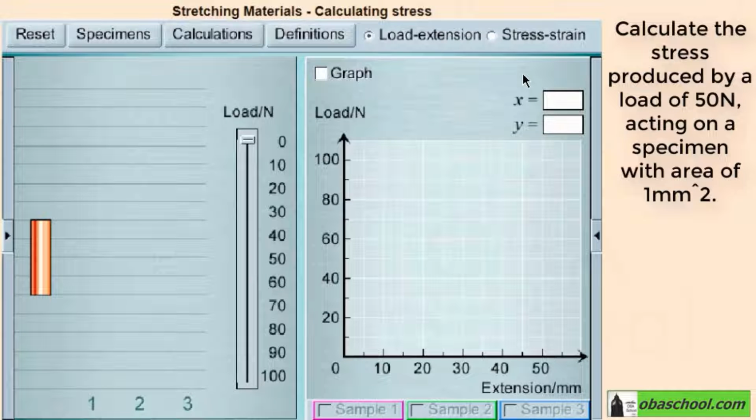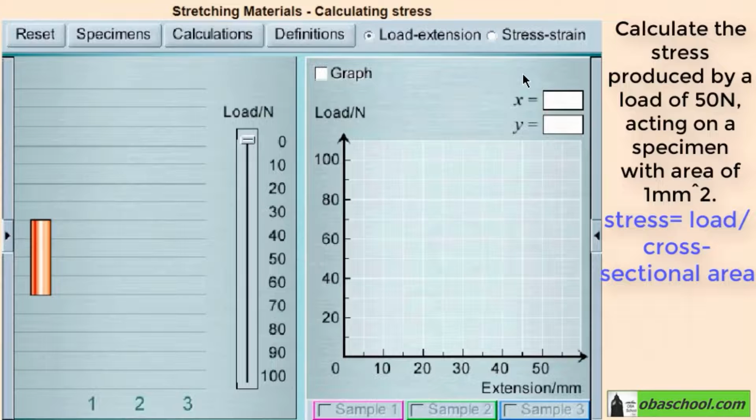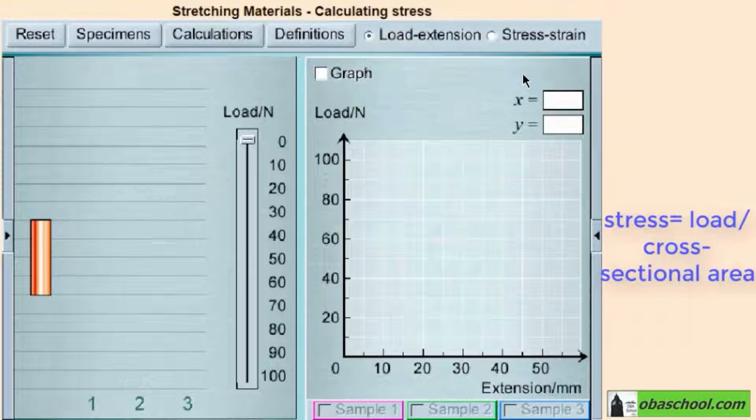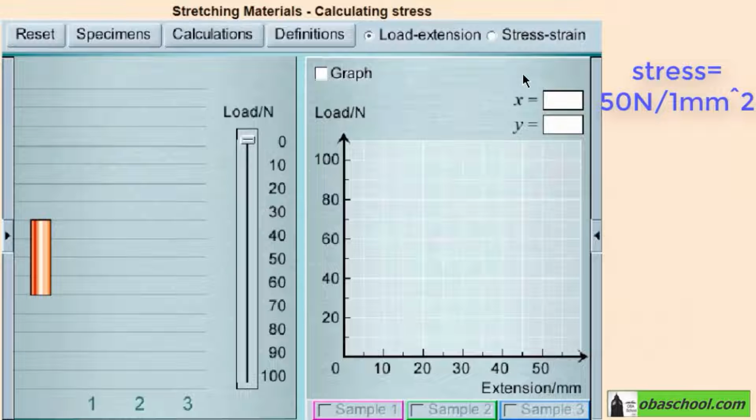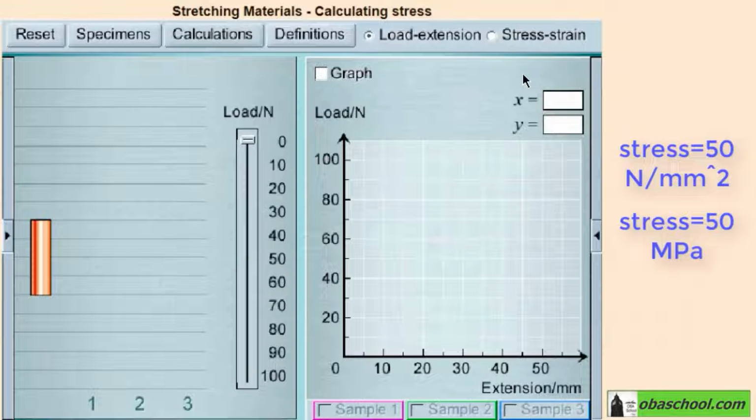Calculate the stress produced by a load of 50 newtons acting on a specimen with the area of 1 millimeter squared. What's your answer? Yes, we defined that the stress equals load divided by cross-sectional area. The load is 50 newtons divided by the area, which is 1 millimeter squared. So the answer is 50 megapascal.